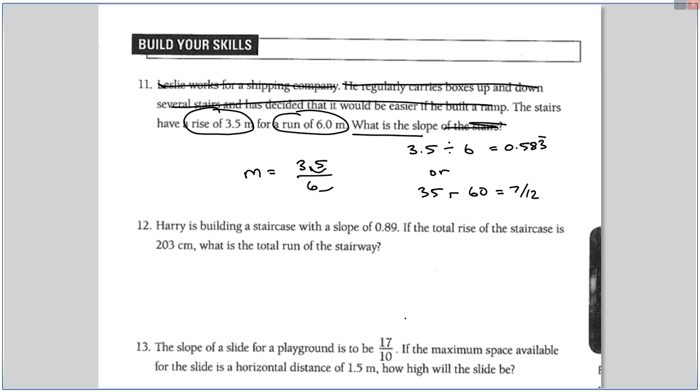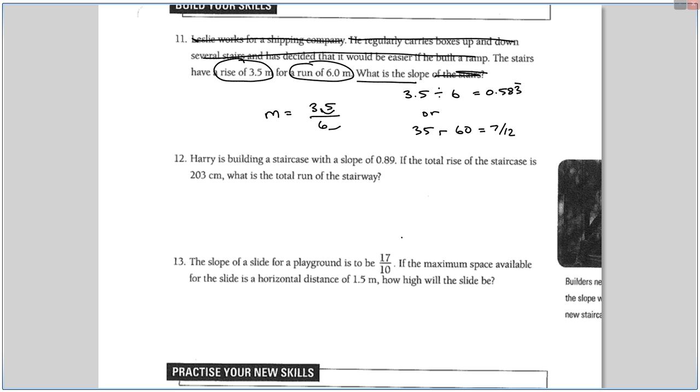Now you have question 12 and question 13, which are identical questions in the sense that you just use cross multiplication. Okay? So last reminder on how to do this. If it's a decimal, 0.89, what do I put underneath? 1. And then total rise, it says if the total rise is 203, so 203 is the rise, and what is the run? You don't know. So you cross multiply on that one.